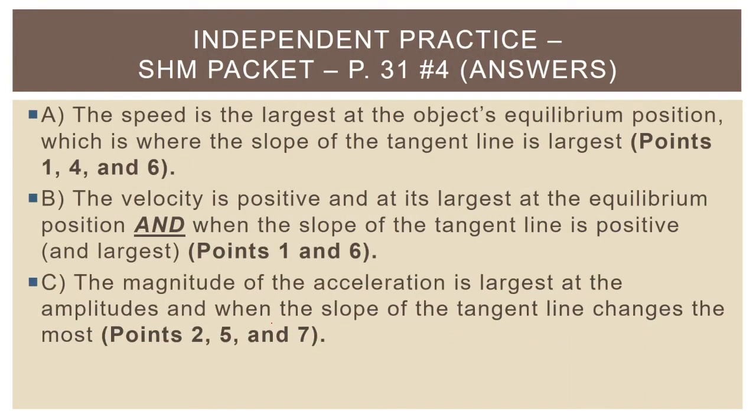And so for C, we can say the magnitude of the acceleration is largest at the amplitude, which is when the slope of the tangent line changes the most. Take a second to pause this video here and write that down, adding any parts of this explanation that may be missing from your own. And when you hit play, we'll move on.